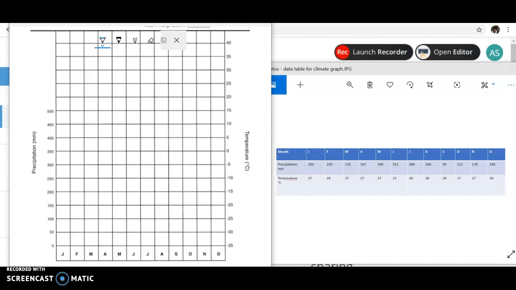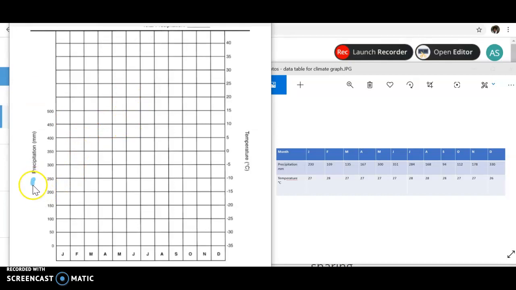So on the left, on the y-axis, you'll see that that side tells us what the precipitation amount is. And on the right side of the y-axis, you'll see that that's the temperature amount. Now, the one thing that this climate graph doesn't have is some type of notation for what the precipitation is going to look like, basically a key. So you're going to need to create that.